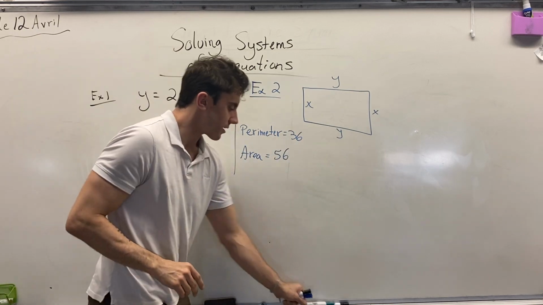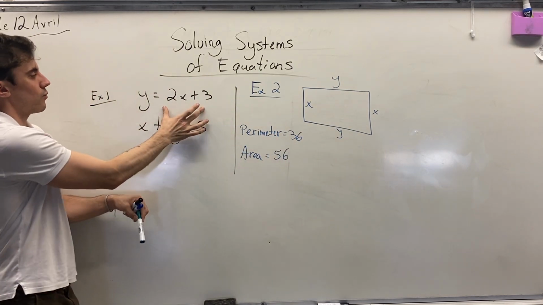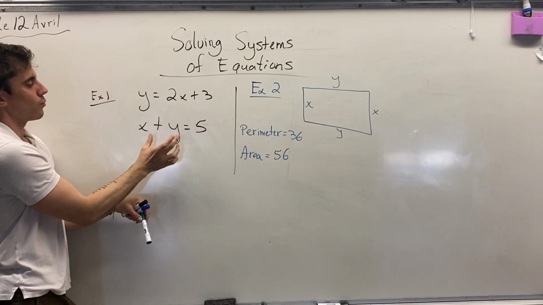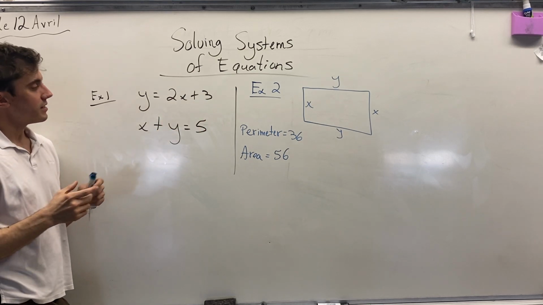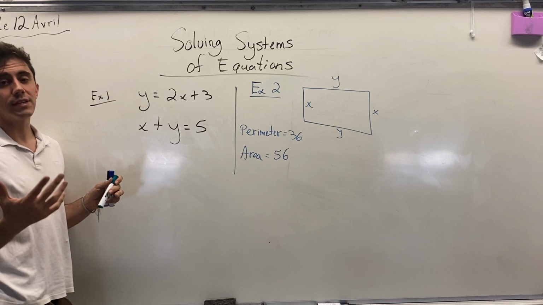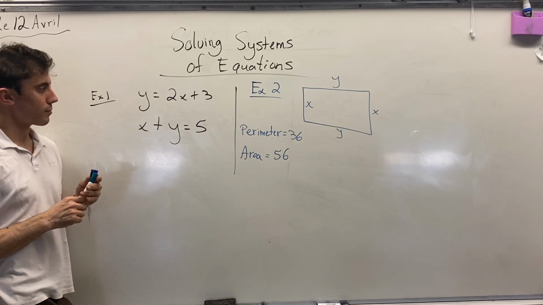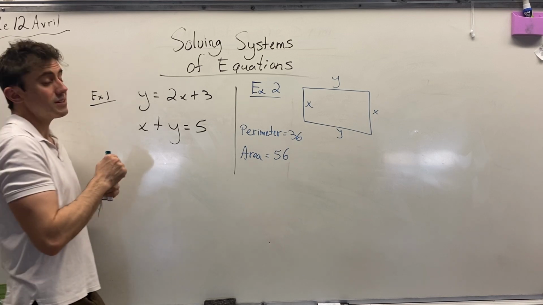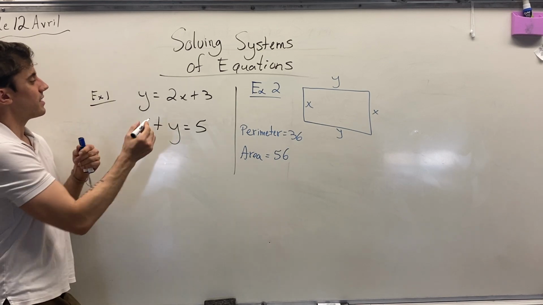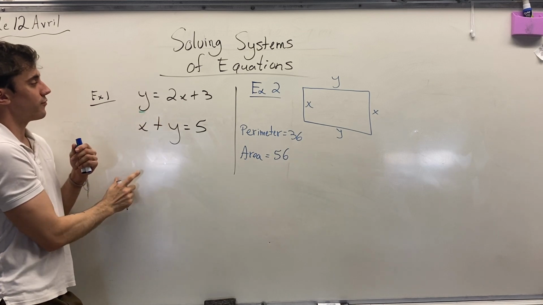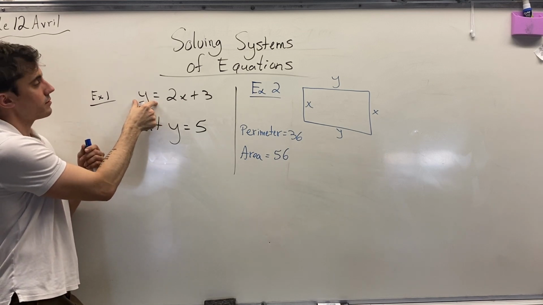And so if we get started, our first example gives us y is equal to 2x plus 3, and then x plus y is equal to 5. Now, I'm going to use substitution because I do believe that this method translates better into higher levels of math and more complicated kind of functions. And so this one is going to be a bit straightforward because we're already given an equation in the form of one variable in terms of another.